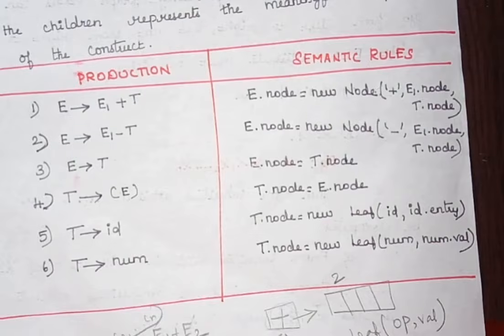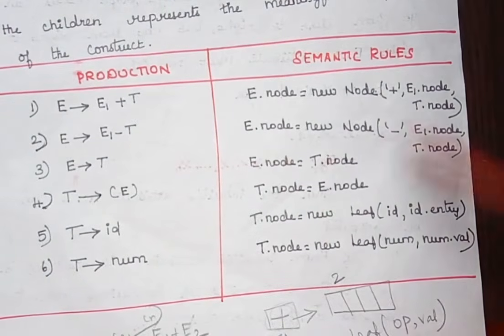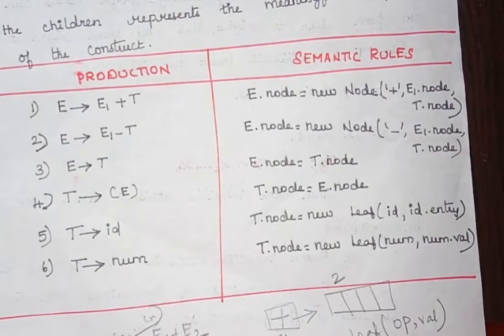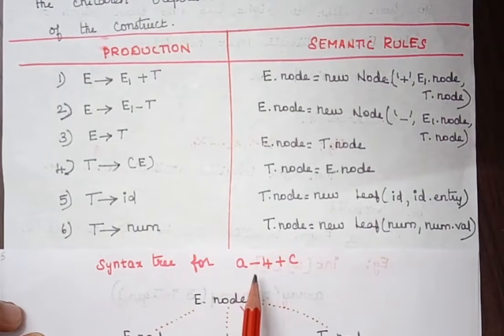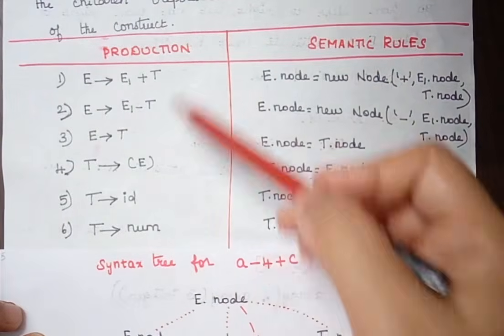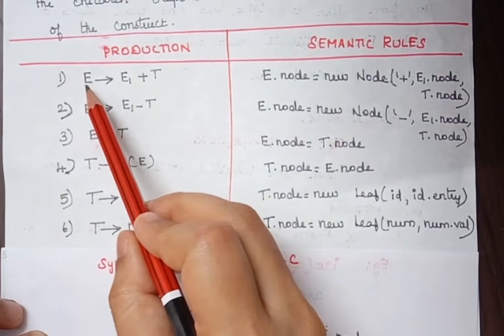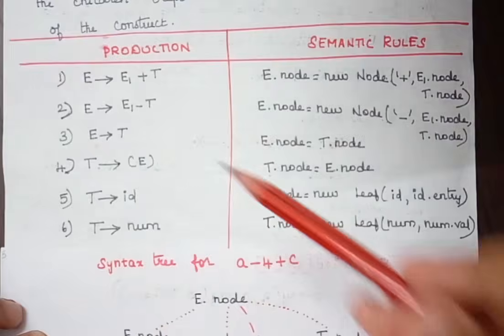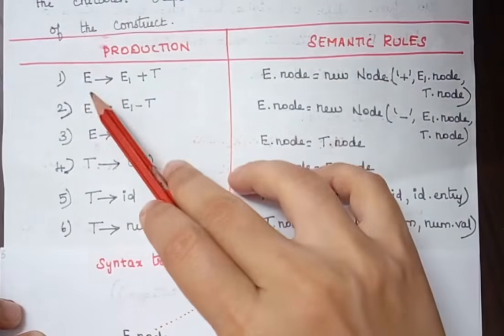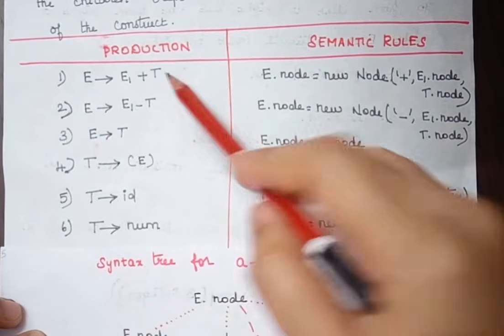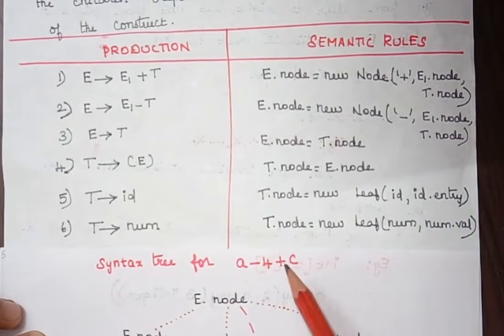So now we will take one expression and see how to construct the syntax tree for that expression with the help of these productions and the semantic rules. So let us take the expression a minus 4 plus c. Now we will create the syntax tree for this expression with these productions. Starting from the non-terminal symbol E, we are going to expand this, that is, we are going to derive the given expression.